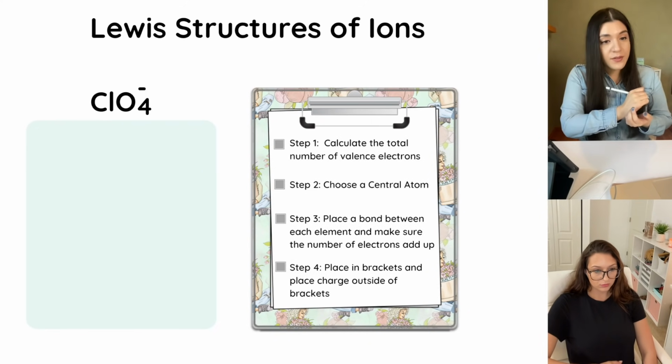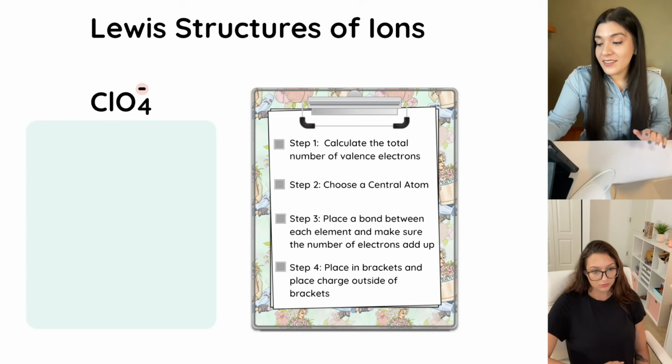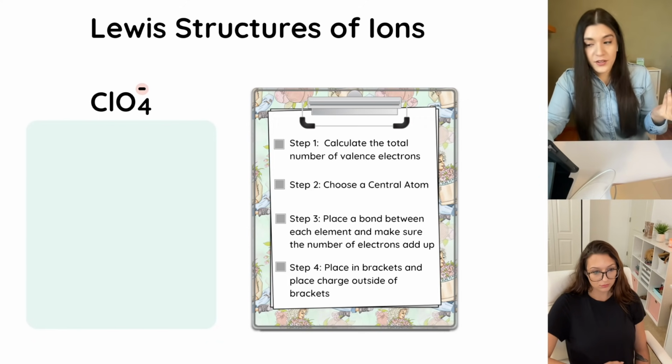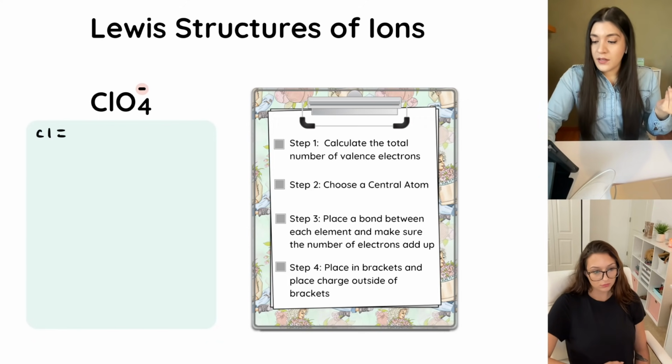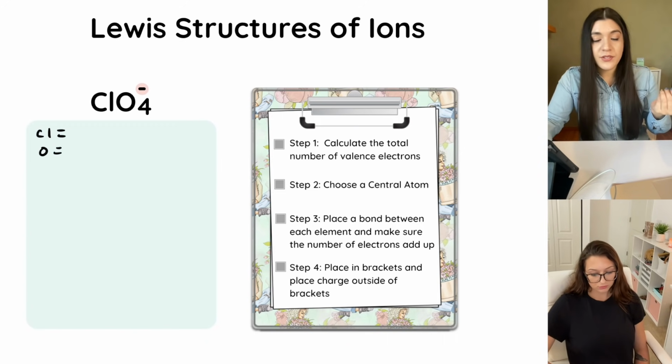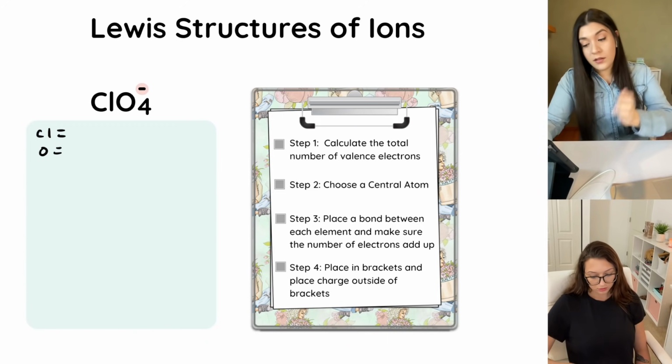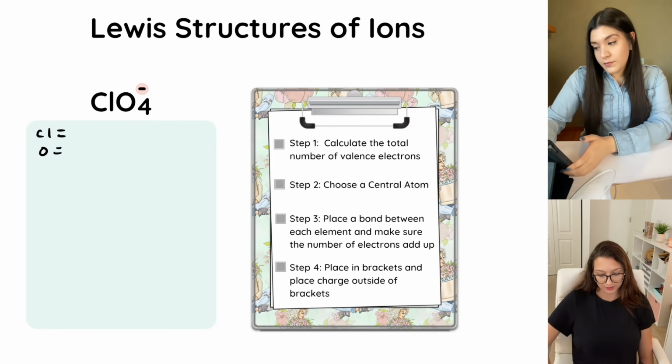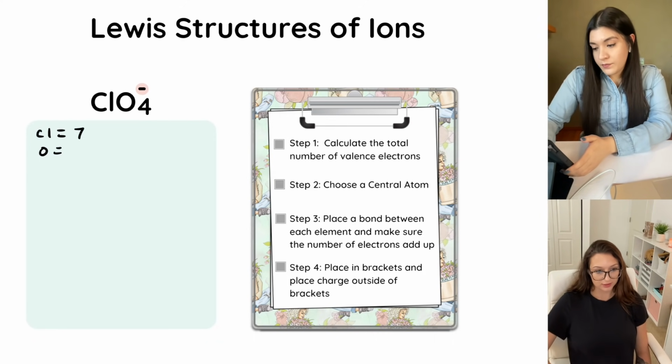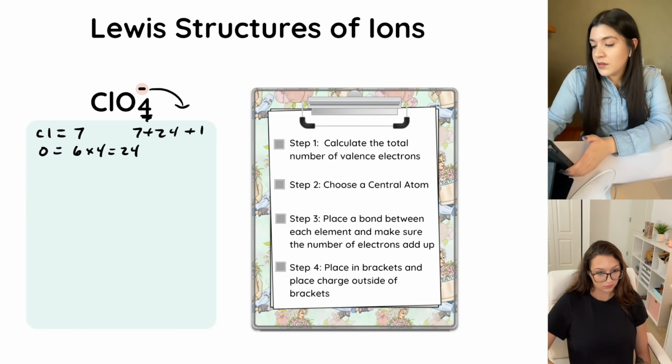We'll do the same thing for this next one. So now we have an anion, and I know that I'm going to add an electron. Let's figure out again how many valence electrons we have. How many valence electrons for chlorine? Chlorine has 7 and oxygen has 6. Good. And then multiply that by 4. Okay. And then I'm going to add 1 more electron. So 7 plus 24 plus this 1. Let's see, what does that give us? This gives us 8.